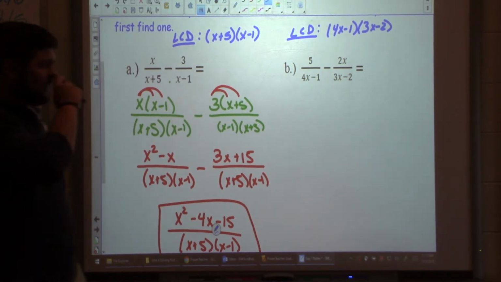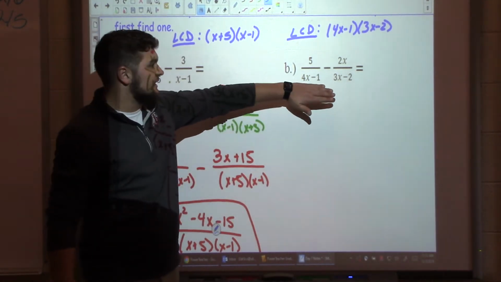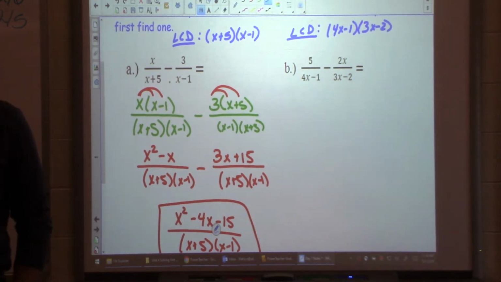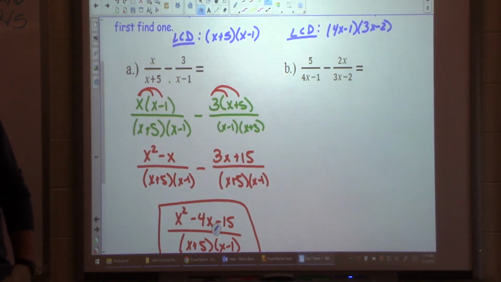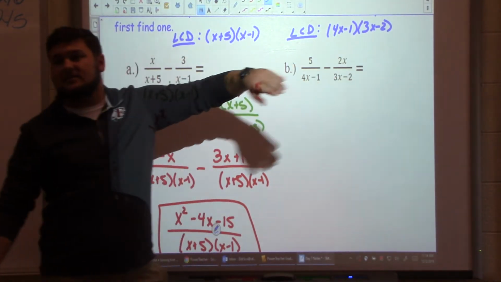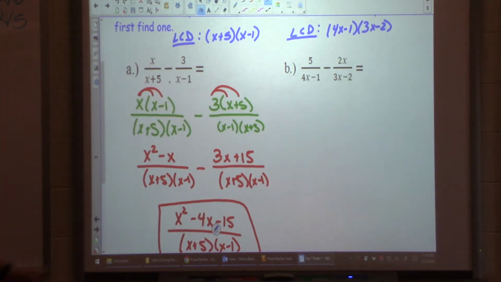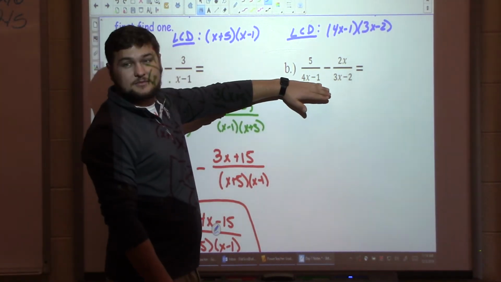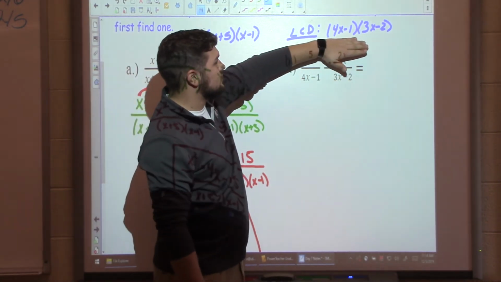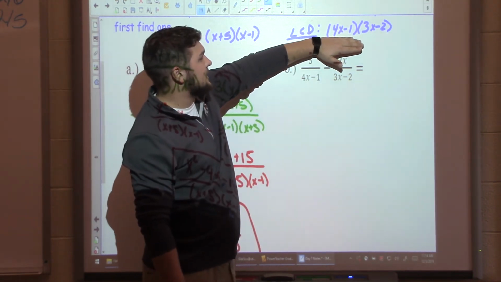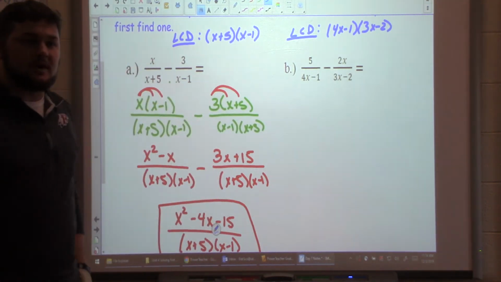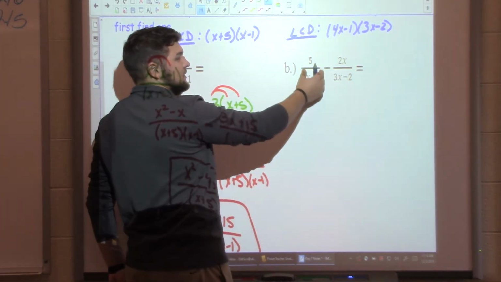Alright, so if I look at my first denominator, guys, I have the 4x minus 1 piece, which means I'm missing what? What am I missing? Let's think about it. If I have 4x minus 1 out of here, I have two pieces, right? I said I have 4x minus 1 already, so which one am I missing? 3x minus 2, perfect. So I'm going to multiply by 3x minus 2 on top and bottom.